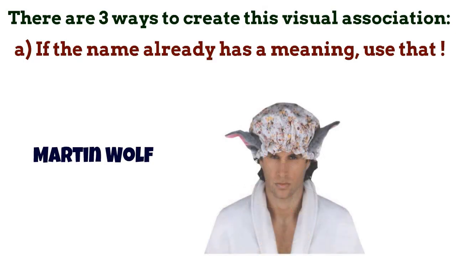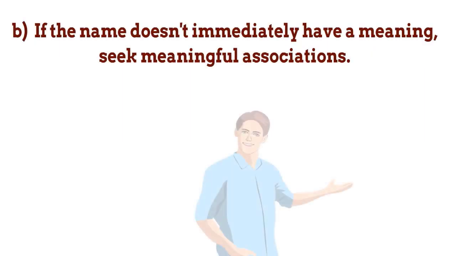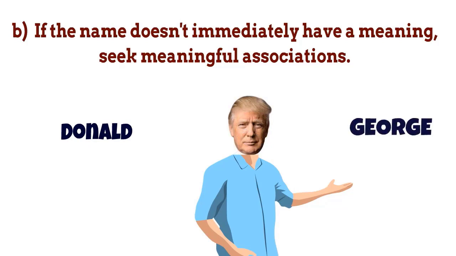If the name doesn't immediately have a meaning, as is true of most names, see if you can come up with other memorable associations. For example, if the person's name is Donald, you might think of Donald Trump. If the person's name is George, you might think of George Clooney.